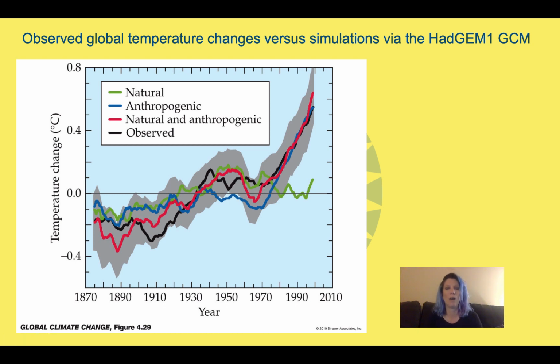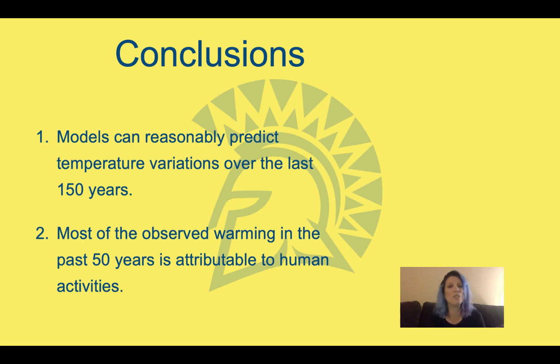So this is how we know it's not just natural forcing that's causing us to warm. We are looking at these models and saying, wow, it handled it correctly between 1870 and now, it's pretty spot on, and so we can verify it, and we can also know that it has got to be a mixture of natural and anthropogenic causes that's making us warm. The conclusions here would be the models can reasonably predict the temperature variations over the last 150 years, and that most of the observed warming in the past 50 years is attributable to human activities.